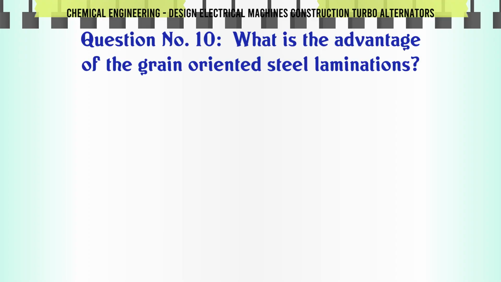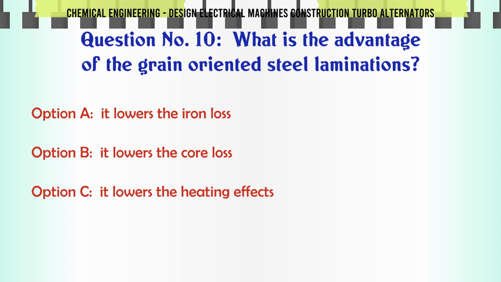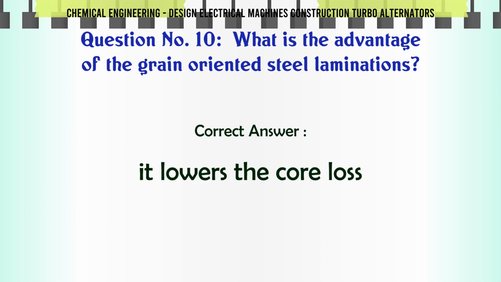What is the advantage of the grain-oriented steel laminations? A: It lowers the iron loss, B: It lowers the core loss, C: It lowers the heating effects, D: It lowers the harmonics. The correct answer is it lowers the core loss.